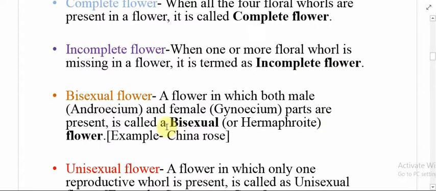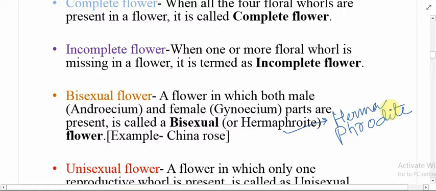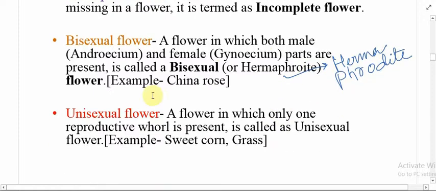Okay. Bisexual flower. Bisexual means two sexes are present in a single flower. A flower in which both male and female parts are present is called a bisexual flower or hermaphrodite. Okay, there is one spelling, a typing mistake has occurred. Just beg your pardon for that. It is hermaphrodite. Okay, and D was misplaced. Like a China rose has both the two floral parts, the male androecium and the female gynoecium there. So it's a bisexual flower.